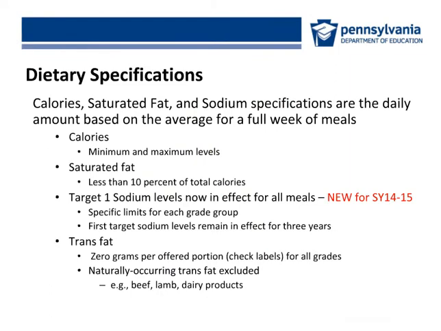Calories, saturated fat, and sodium specifications are the daily amounts based on the weighted average for a full week of meals. The only change in the nutrient specifications for the upcoming school year are for sodium. Schools must meet, on average over the school week, the minimum and maximum calorie levels specified on the meal pattern chart. Saturated fat must comprise less than 10% of total calories averaged over the week.